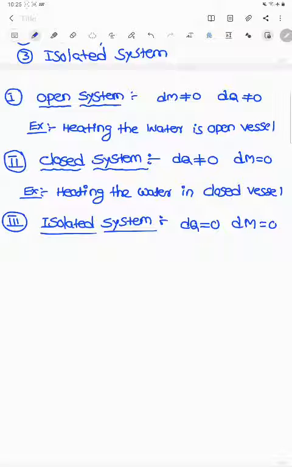In an isolated system, there is no transfer of heat and mass from system to surroundings as well as surroundings to system. In the isolated system, dq equal to 0, dm equal to 0. Example: here the isolated system example is a thermos flask.